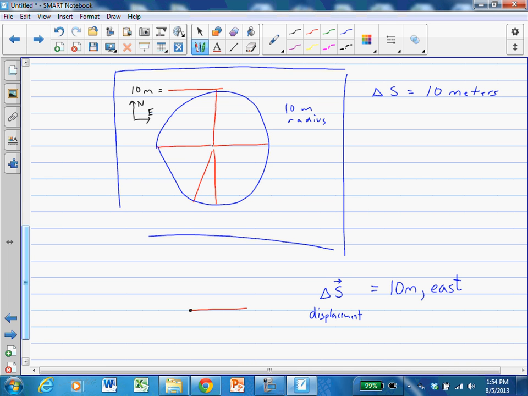So displacement is a vector quantity. What is your change from where you started and in what direction? Change in position is a scalar quantity, how far something travels. So we call this our distance, how far something travels.